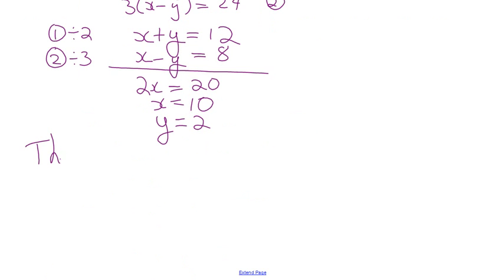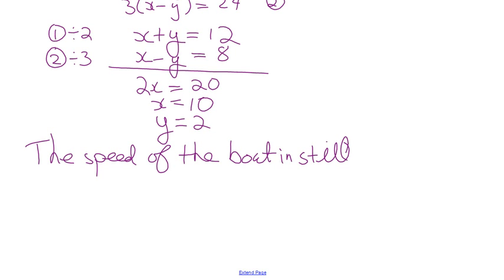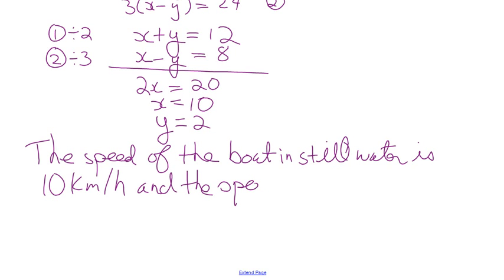So the speed of the boat. All we're doing is basically parroting back the last sentence, only we're making the last sentence a statement instead of a question. So the speed of the boat in still water is 10 kilometers per hour. And the speed of the current is 2 kilometers per hour. Okay? Questions?